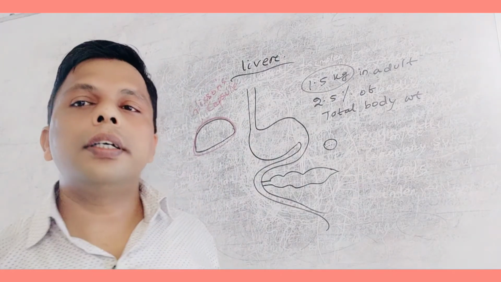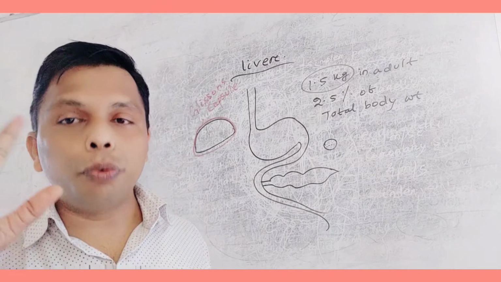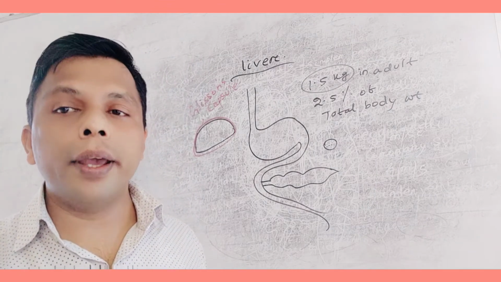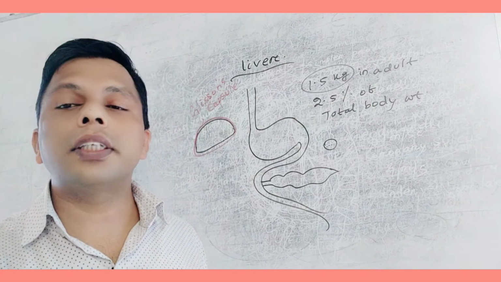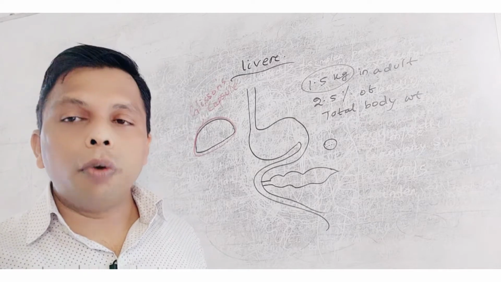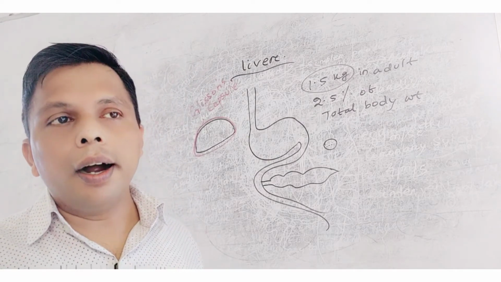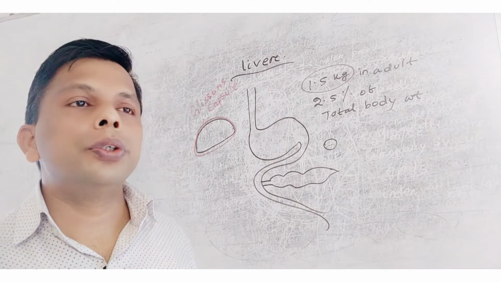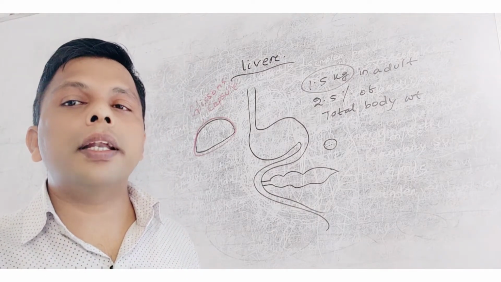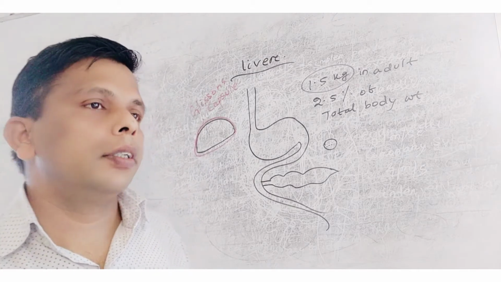The liver gets blood supply from two different sources. From where does it get the supply of blood? It gets the supply of blood through the portal vein and also through the hepatic artery.